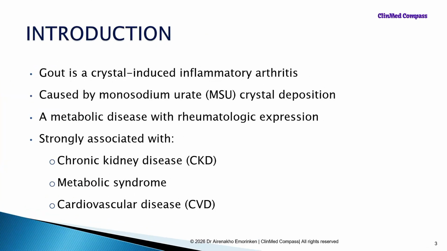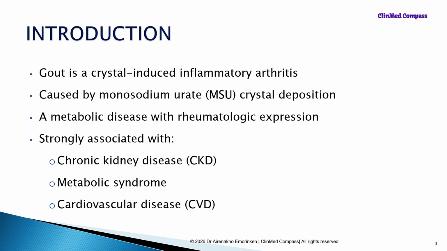Gout is a crystal-induced inflammatory arthritis. The key word here is crystal-induced. The inflammation is not autoimmune, like rheumatoid arthritis, and it is not infective, like septic arthritis. It is driven by deposition of monosodium urate crystals. It is best described as a metabolic disease with a rheumatologic expression. In other words, the root problem is abnormal uric acid metabolism, but the patients present with a joint disease.